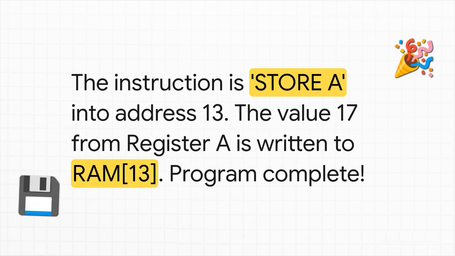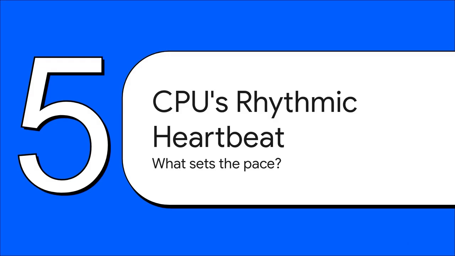And for our last step, the grand finale, the CPU fetches from address 3. It decodes the instruction: store the value from register A into memory address 13. So the control unit takes that result, 17, from register A and writes it into RAM at address 13 to save it. And just like that, our program is done. We loaded 2 numbers, added them, and saved the result. That's computing.